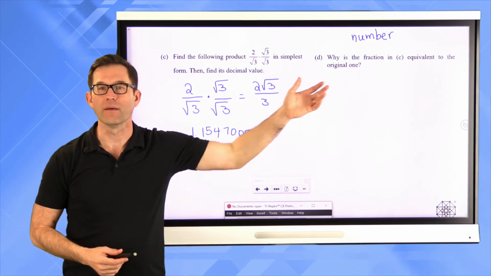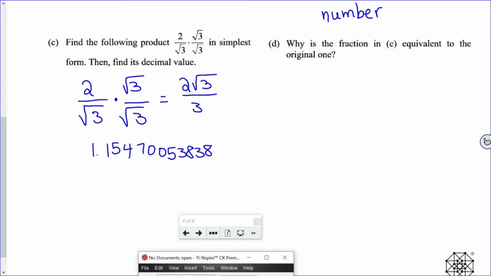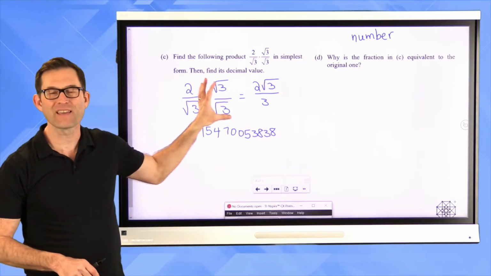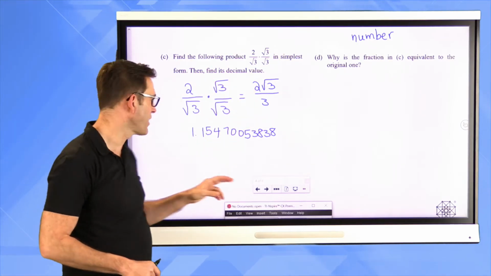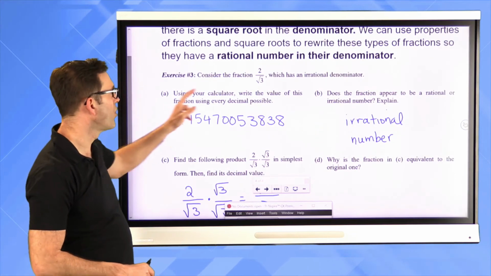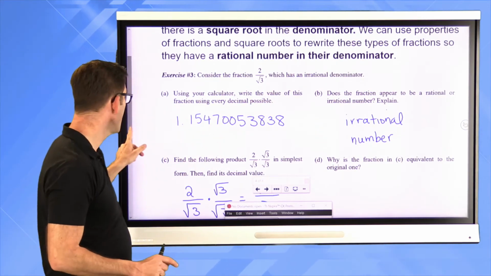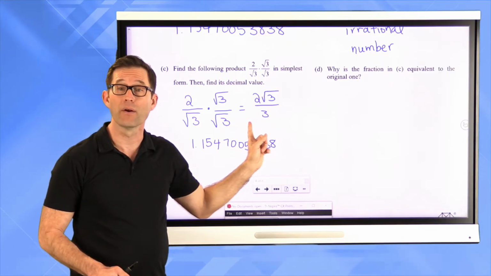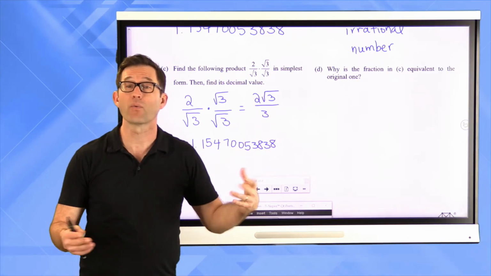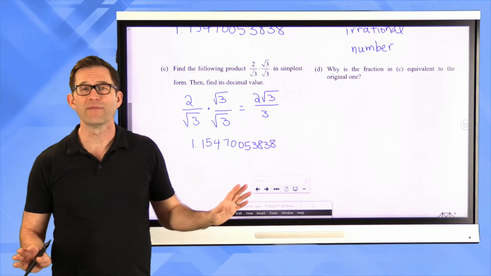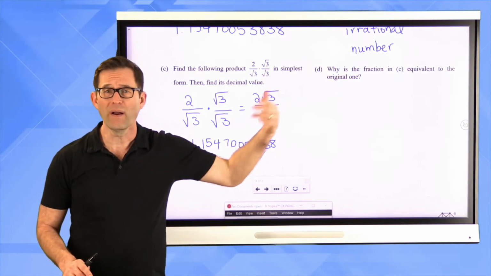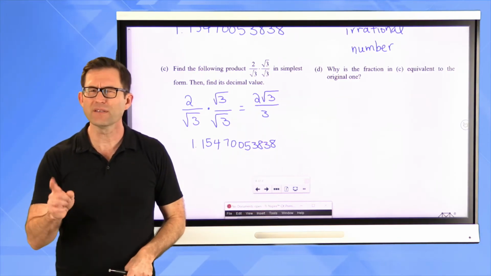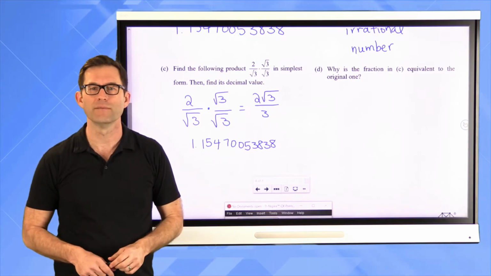Okay, letter D. Why is the fraction in C equivalent to the original one? Why did this calculation give us something that was identical to this calculation? And please note, this fraction now has a number in the denominator, the number 3, which is a rational number. But really, that's not what I'm asking about here. Why are those two equivalent? Pause the video now and see if you can figure that out.